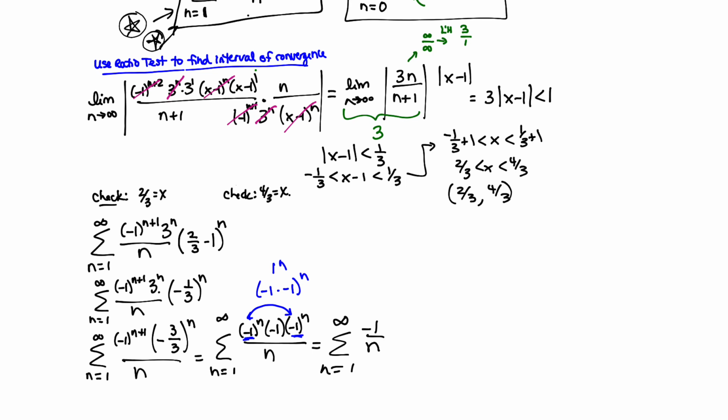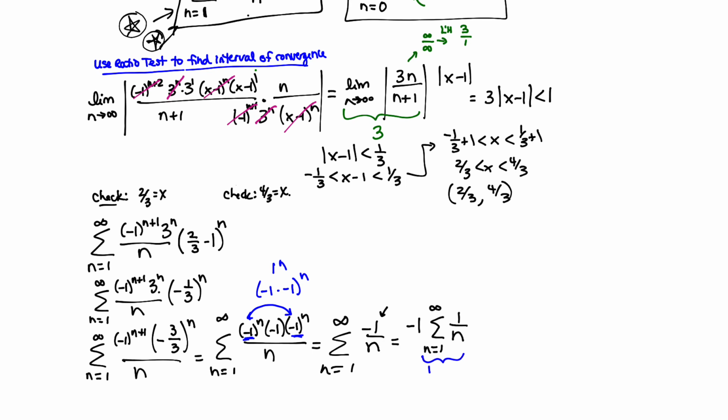What is that, guys? Let's pull out that negative 1 because that's a constant. It doesn't have an n on it, so I can pull him out front. What is that?